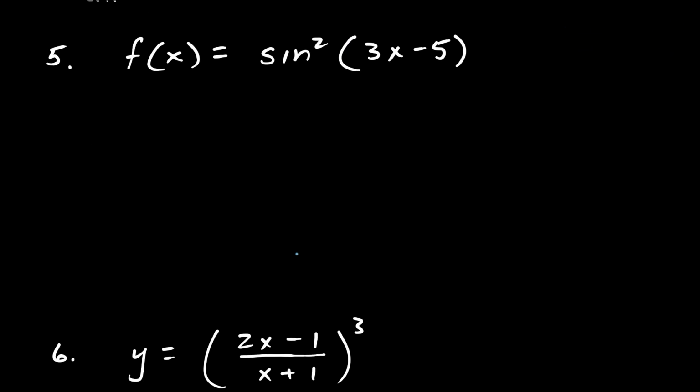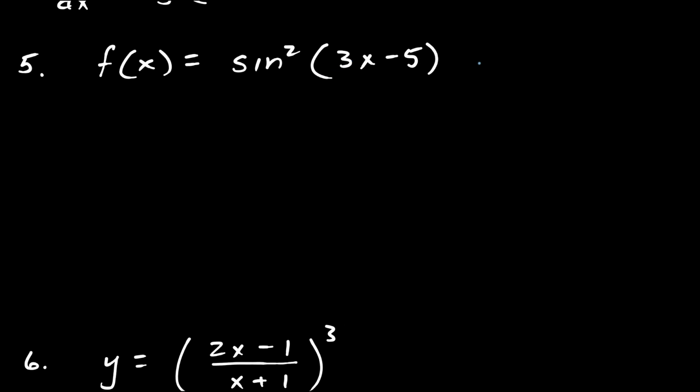Number 5 is a little trickier than it may appear. It seems pretty obvious that 3x minus 5 is the inner function, but we have a squared here. So what you may want to do is rewrite this function so we have a better understanding of what's going on. This is the idea that we have the sine of 3x minus 5, but there's another outer function here of being squared. So what we really have here is a triple chain rule.